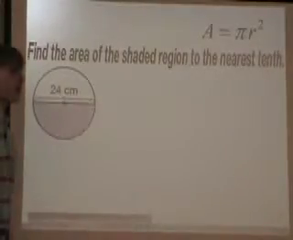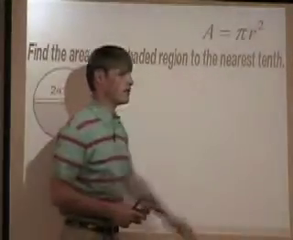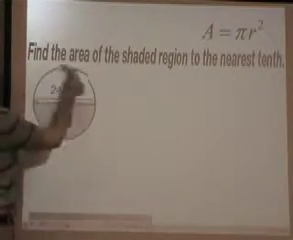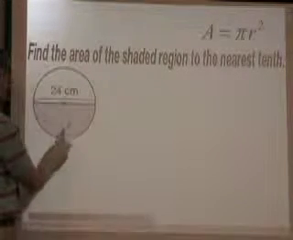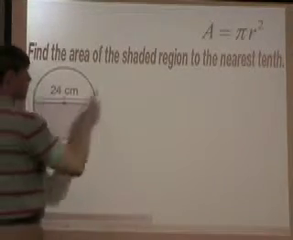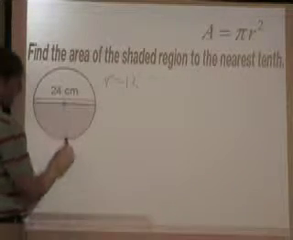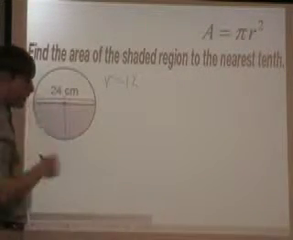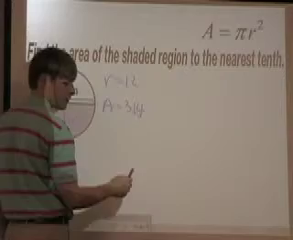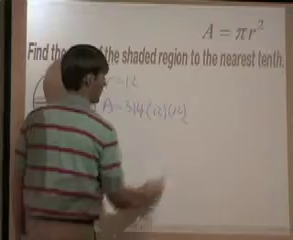Now let's look at this. The directions say find the area of the shaded region. Good job paying attention today. The first thing you have to do is find the area of the whole circle. What's the radius of the whole circle? No, that's the diameter. The radius equals 12. The diameter was 24, and half of that is 12. So the area is going to be 3.14 times 12 times 12, and what is that?